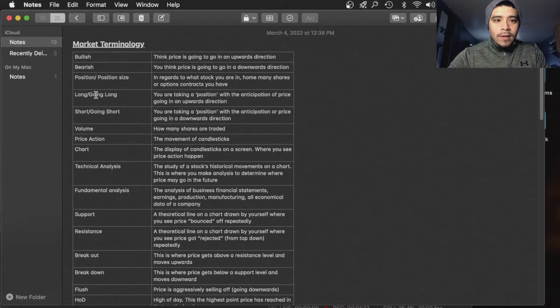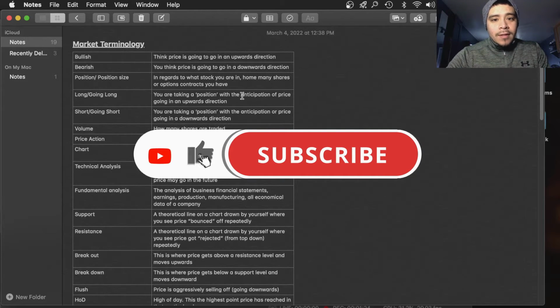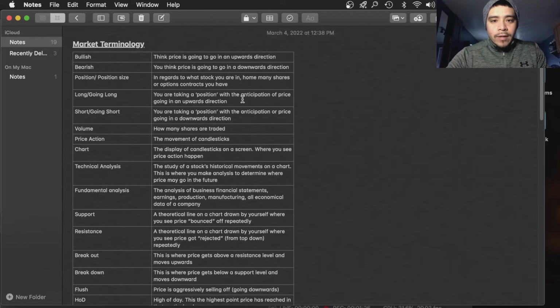So now we have going long or long. So this is similar to bullish. You're taking a position with the anticipation of price going in an upwards direction. So people will say, I am long Apple. I am going long on Apple shares.